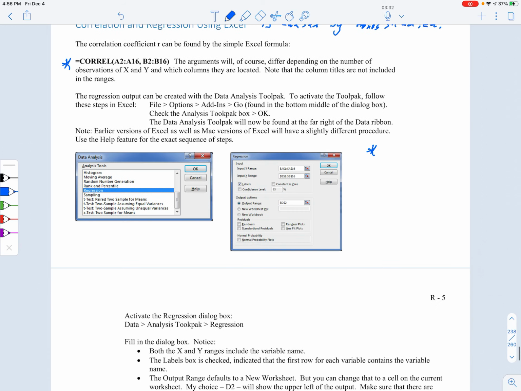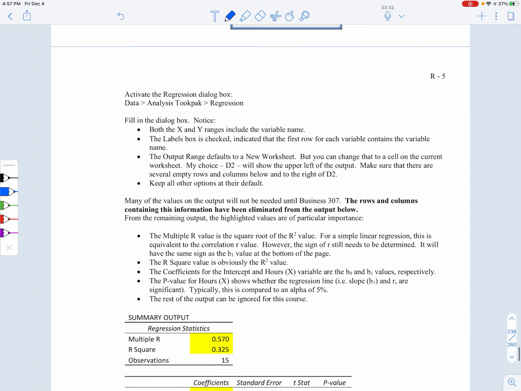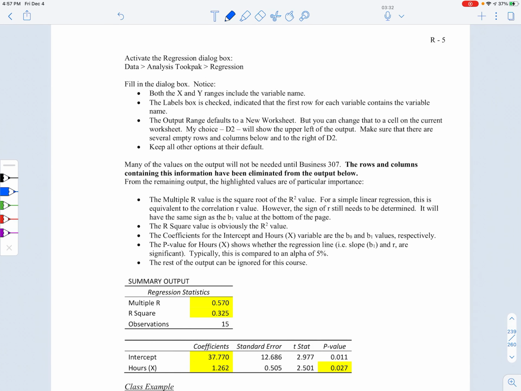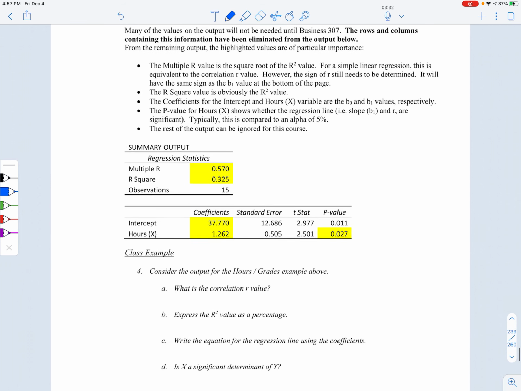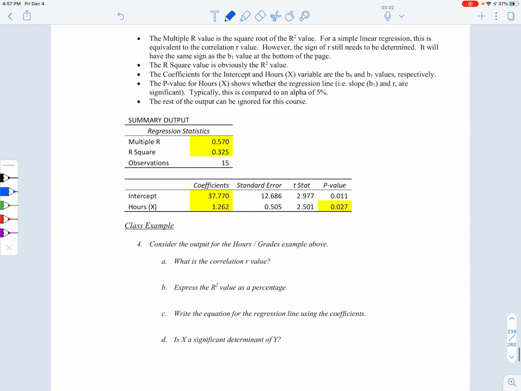What I do want you to know is how to read the output. You could certainly be given some output, say on an exam, and you need to be able to read the regression output. So these are just steps in terms of how to actually fill in the dialog boxes and so on. But I want to come down to this point here where we take a look at the actual output. Now, I've taken out some of the rows and the columns because they're extraneous to what we're looking at here. They will be more important when we get into Business 307, but these are the ones which are important here. So I'm going to take a look at the questions at the very bottom for A, B, C, and D and how they relate to the output above.